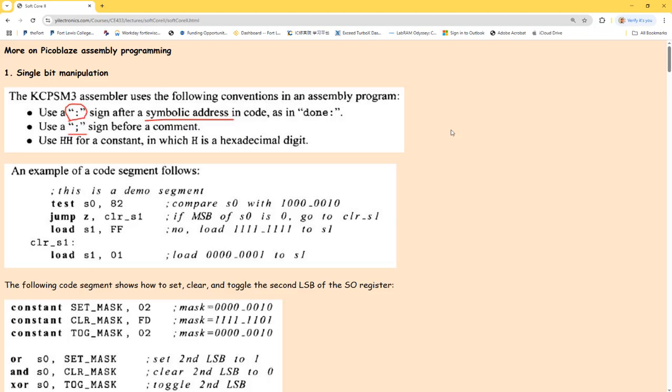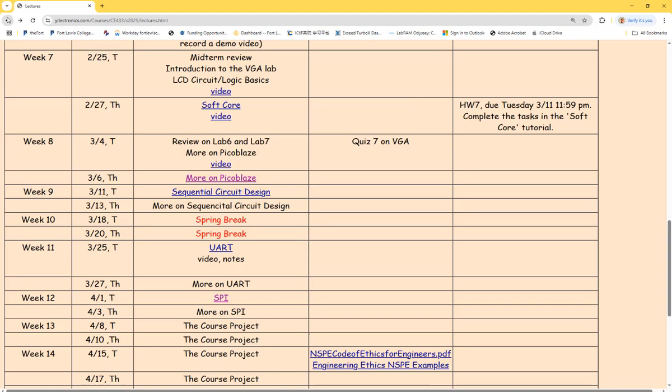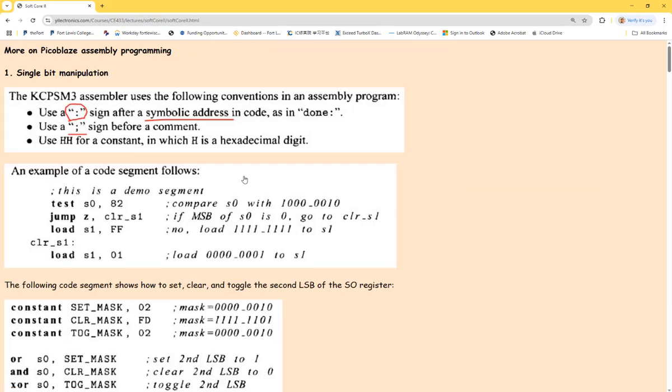So open up the web page. If you refresh the browser, you should be able to see a link here. March 6, there's a link. If you couldn't see the link, just delete the cookies of the browser and refresh it one more time. You should be able to see it after you refresh. Open it up. There are a couple of examples from Peng Chu's textbook.